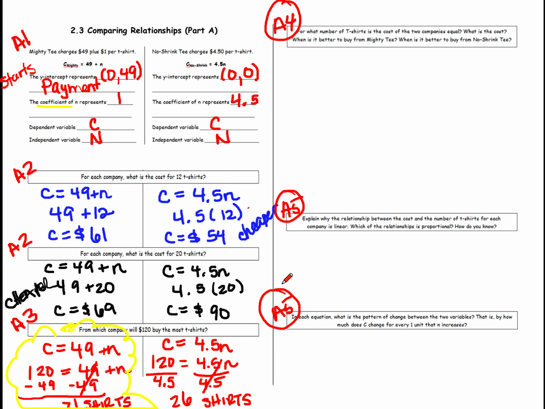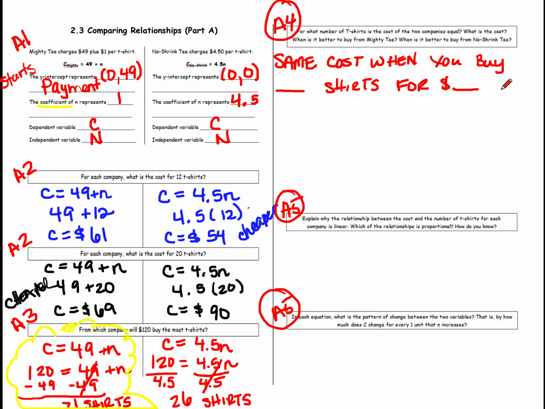So the best thing to do is to make two tables. Okay? So the first thing we need to do is write down what we're looking for. So we have the same cost when you buy how many shirts, and this is what we're solving for, how much money. All right, so same amount of shirts, same amount of money.